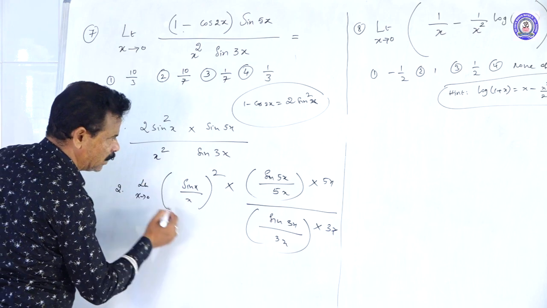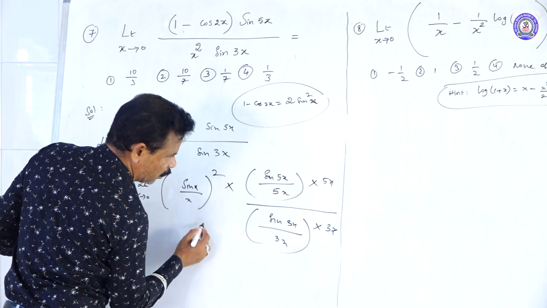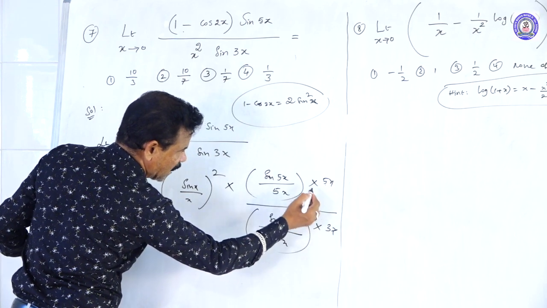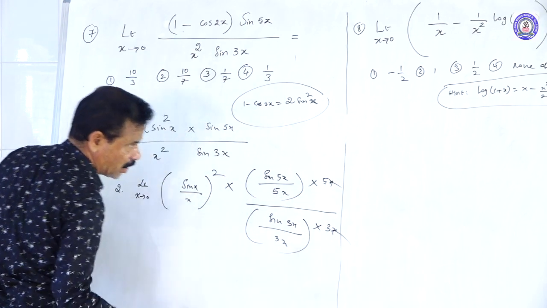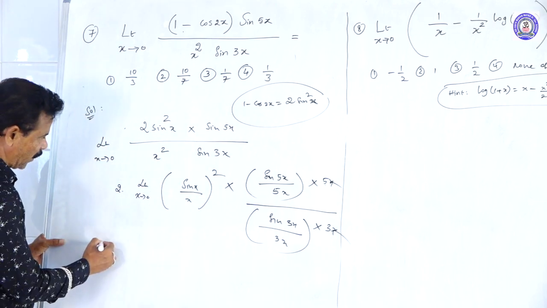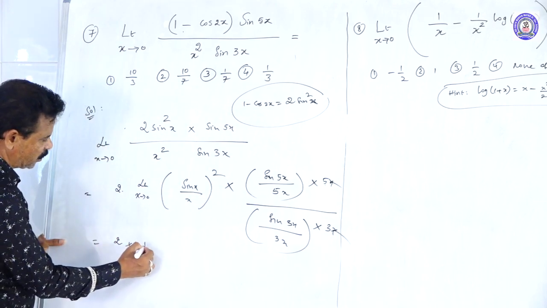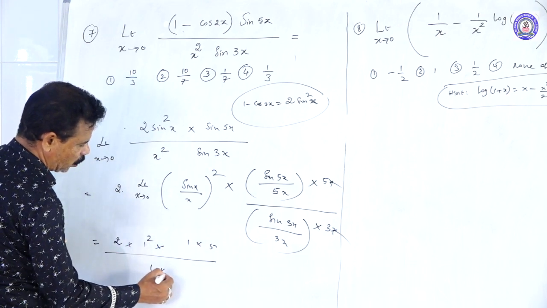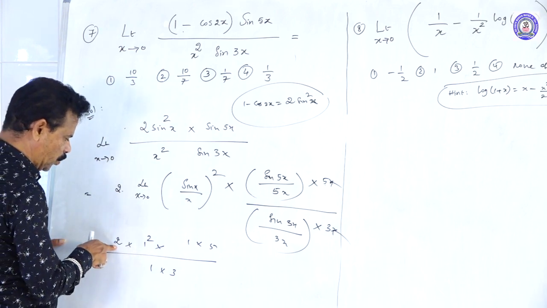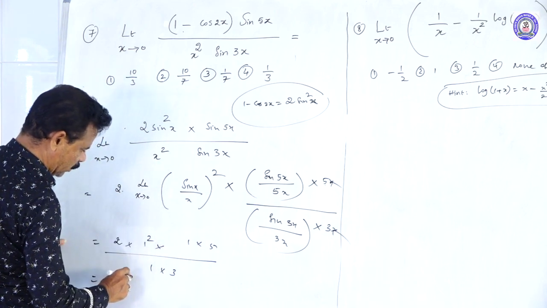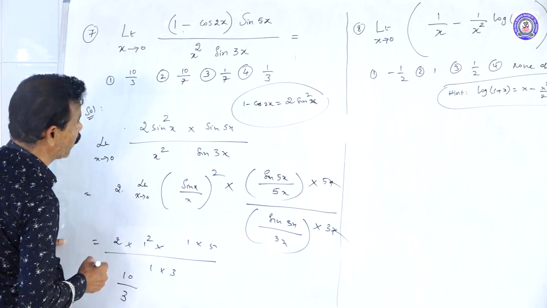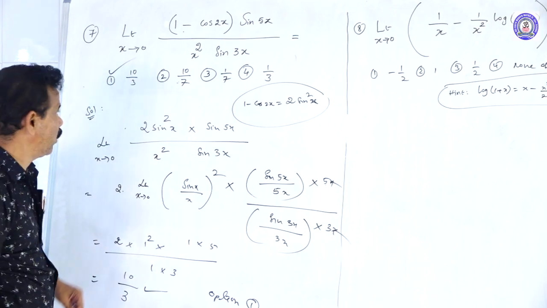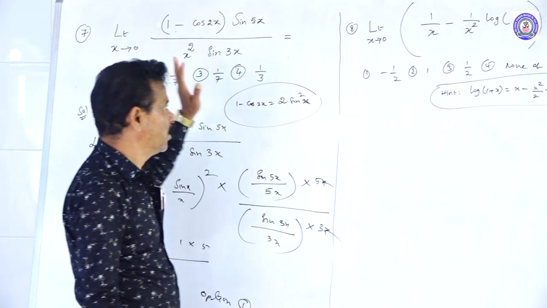This value 1, this value 1, this value 1. So here 5x by 3x. This x term gets cancelled. So there is 5 by 3. Here 2, this is 1 square, this is 1 into 5, division of 1 into 3. So 2 into 5 is 10, by 3. Option 1. 10 by 3 is the right answer. Here the option is there. Come to here.